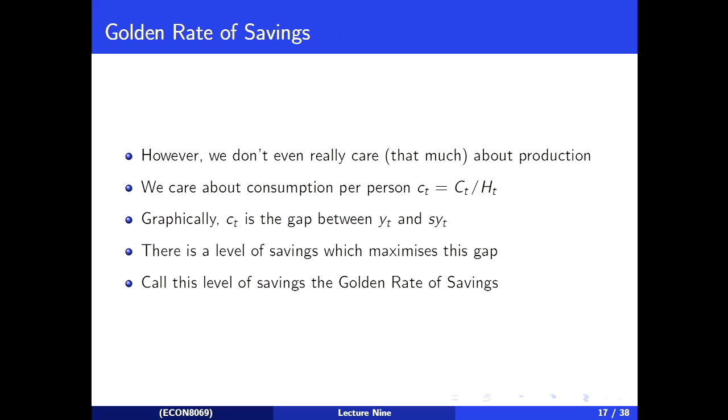We don't really care that much about production. If we're thinking about well-being, at least, we don't really care about production. Production is lovely, but it's not the main thing we actually care about. We actually care about consumption per person, because that's what's going to be driving well-being. The fact that there's lots of investment in the economy doesn't help me. The fact that I have lots of consumption helps me. So we care about consumption per person.